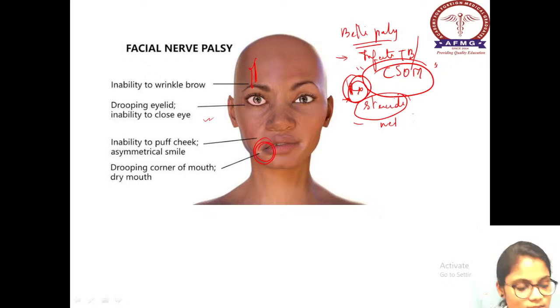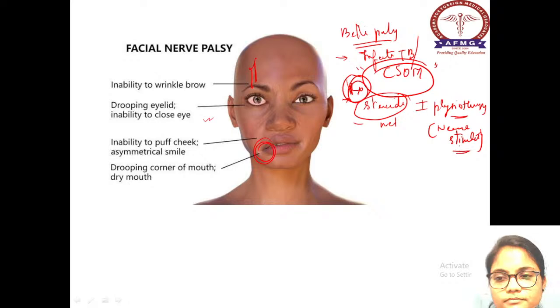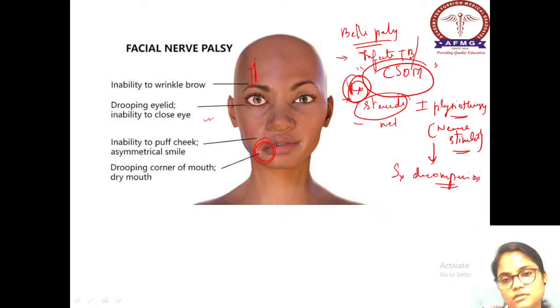Steroids can be a possible treatment for them, along with physiotherapy, where we have to do nerve stimulation. Very important, right? If nerve stimulation is also not working, then what do you have to do? Then you have to do surgical decompression of the facial nerve. So it's just 3 weeks. That is why our answer is further examination.